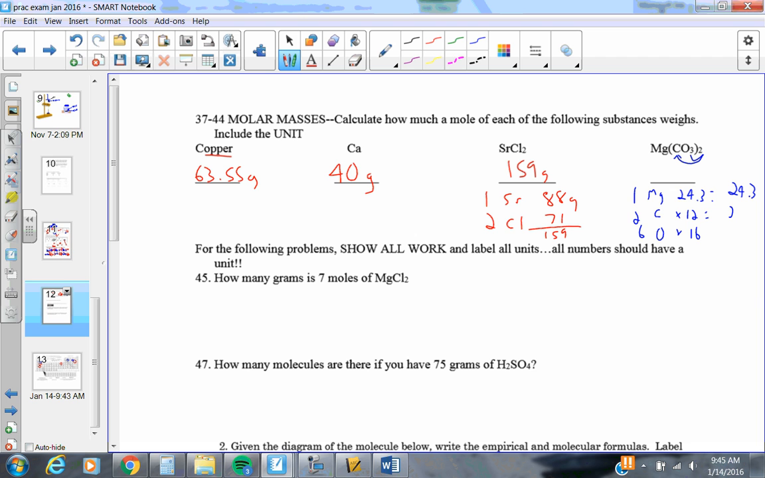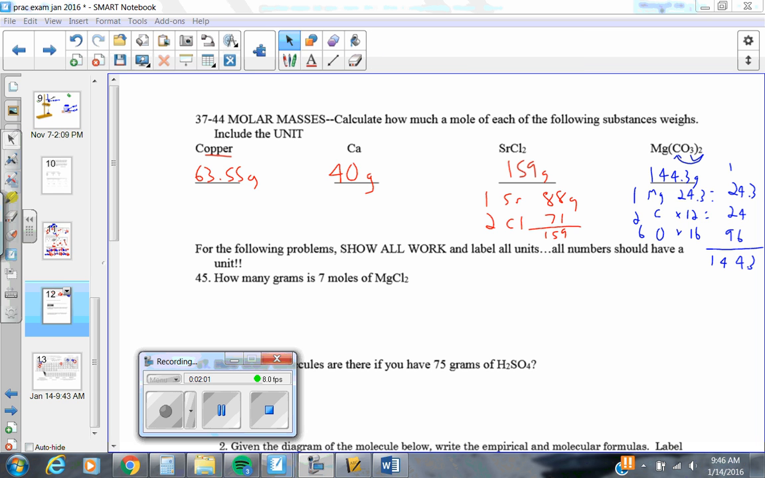12 times 2 is 24. 16 times 6 is 96. Adding up, I get 144.3. 144.3 grams.